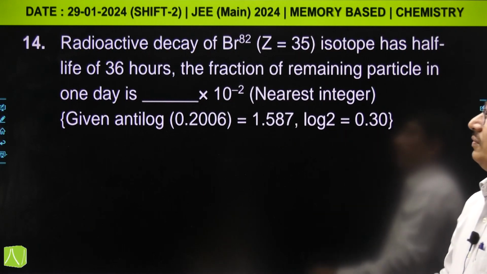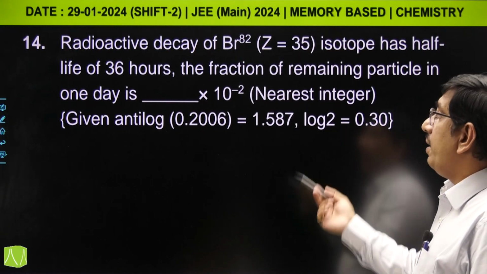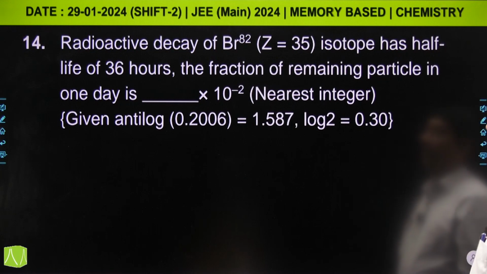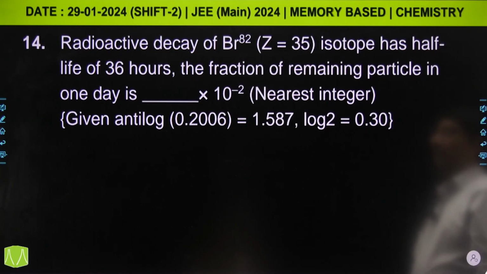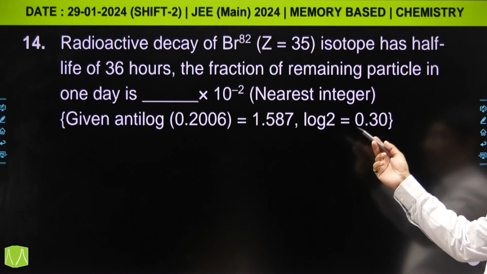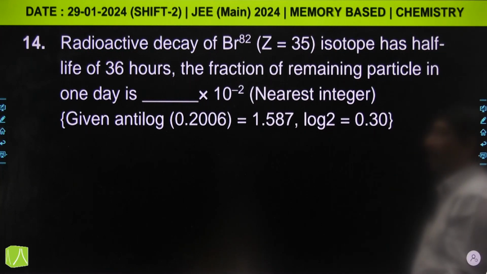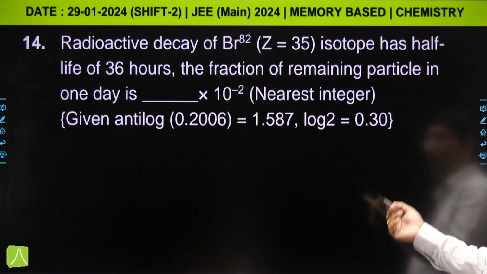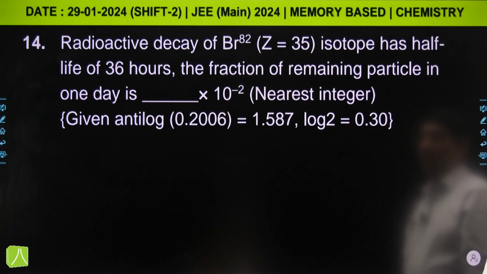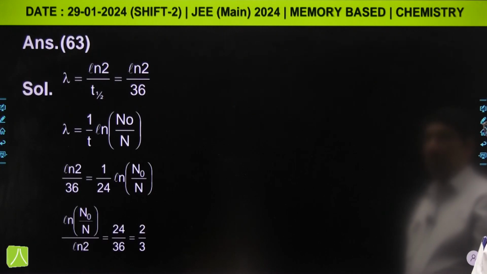Next question, this is from kinetics. Radioactive decay of bromine 82 isotope has half-life of 36 hours. The fraction of remaining particles in 1 day is. So, the data given is: antilog value of 0.2006 is 1.587, log 2 value is 0.30.